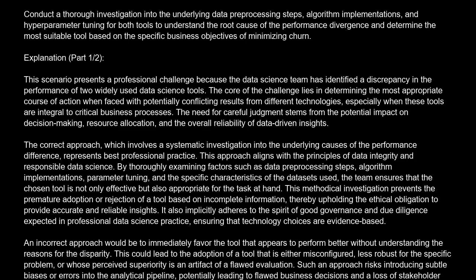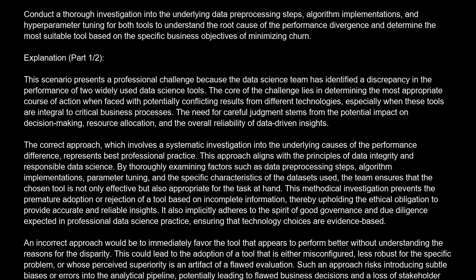insights. The correct approach, which involves a systematic investigation into the underlying causes of the performance difference, represents best professional practice. This approach aligns with the principles of data integrity and responsible data science. By thoroughly examining factors such as data preprocessing steps, algorithm implementations, parameter tuning, and the specific characteristics of the datasets used, the team ensures that the chosen tool is not only effective, but also appropriate for the task at hand.